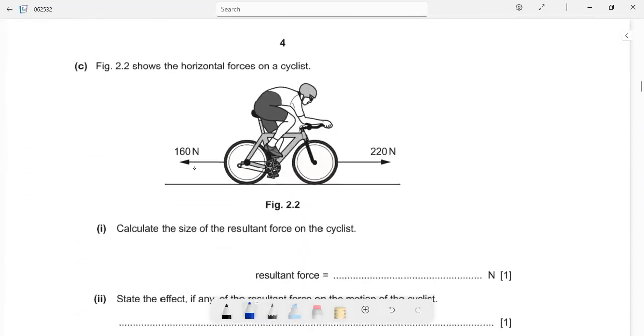Figure 2.2 shows the horizontal forces on a cyclist. So we can see here he is moving forward with a force of 220 Newton and there is a frictional force backward that is 160 Newton. So calculate the size of the resultant force on the cyclist. For finding the resultant force, we can just subtract, that is 220 Newton minus 160 Newton. That will be equal to 60 Newton.